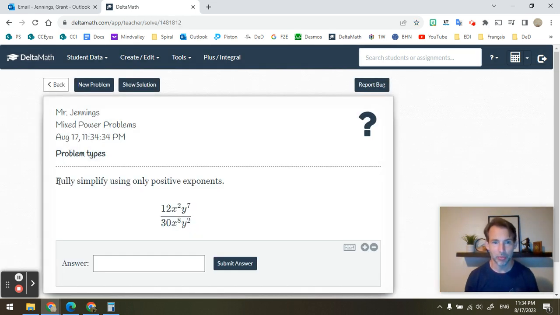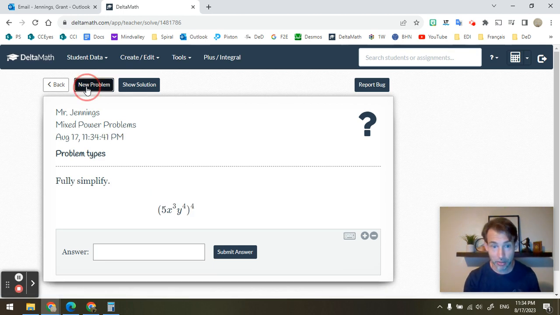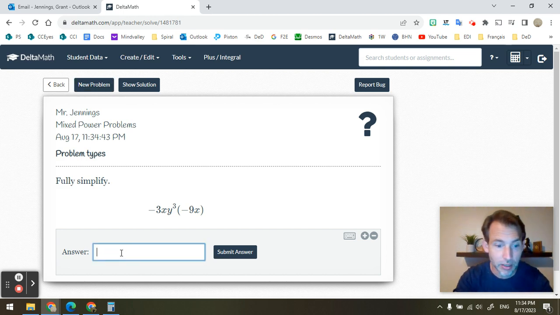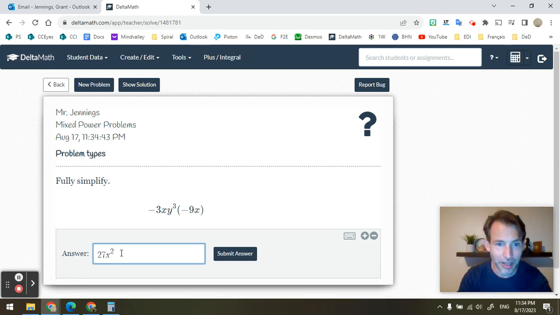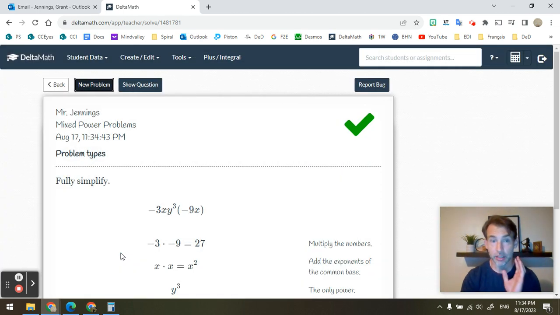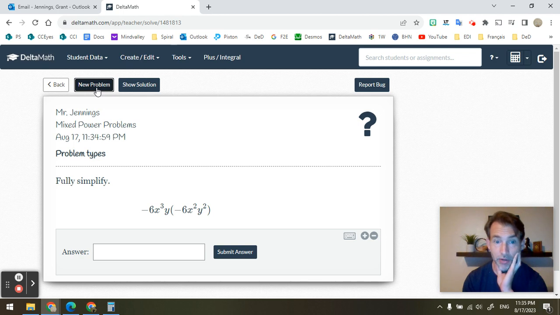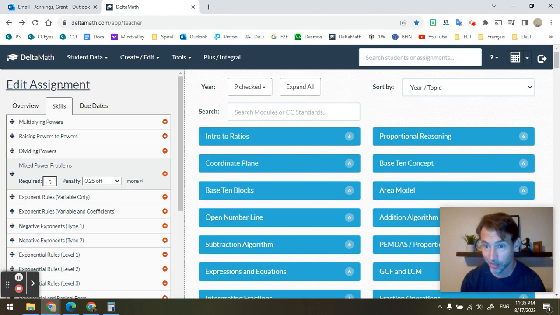Okay, so these mixed power problems give us, here's another dividing powers with the same base. Here is raising powers to powers. There is multiplying powers. We'll do one here. This one is 27 x to the squared and y to the 3. So practice a lot of these and get very fast at them, because you want to have these mixed power problems to be very quick. This one will be 36 x to the 5, y to the 3, for example. It just wants to be very fast with these skills.